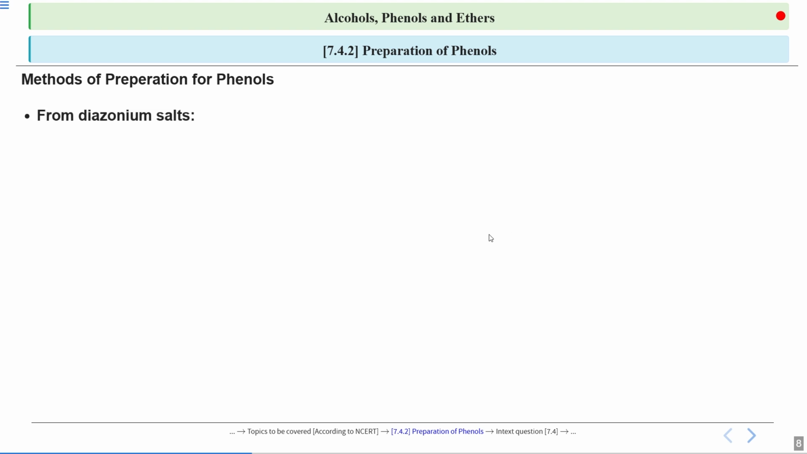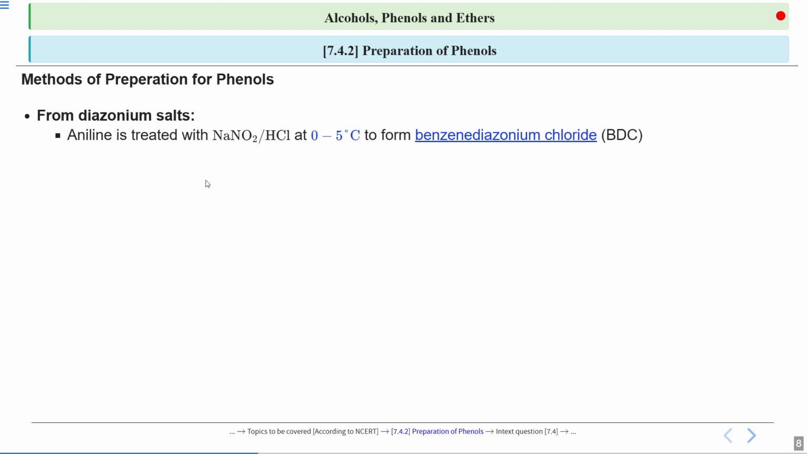Next is from diazonium salts. We will see how from diazonium salts we are preparing phenols. So first, in the case of diazonium salts, we take a primary amine. Here aniline is a primary amine. Your aniline is treated with NaNO2 and HCl. See, the temperature condition is 0 to 5 degrees Celsius, that is, cold temperature is maintained. And aniline is treated with these to form benzene diazonium chloride.